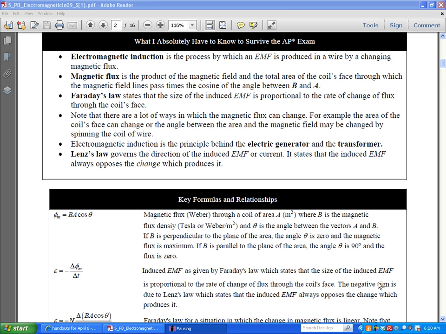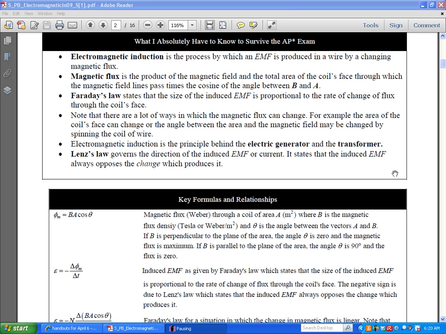Faraday's law says that the size of the induced EMF, which is just nothing more than a voltage, is proportional to the rate of change of flux through the coil space. And there are a lot of ways in which the magnetic flux can change. We can change the area. We can change the angle between the area and the field. We can change the field over a period of time, so there's a lot we can do. And we use electromagnetic induction when we use generators and transformers.